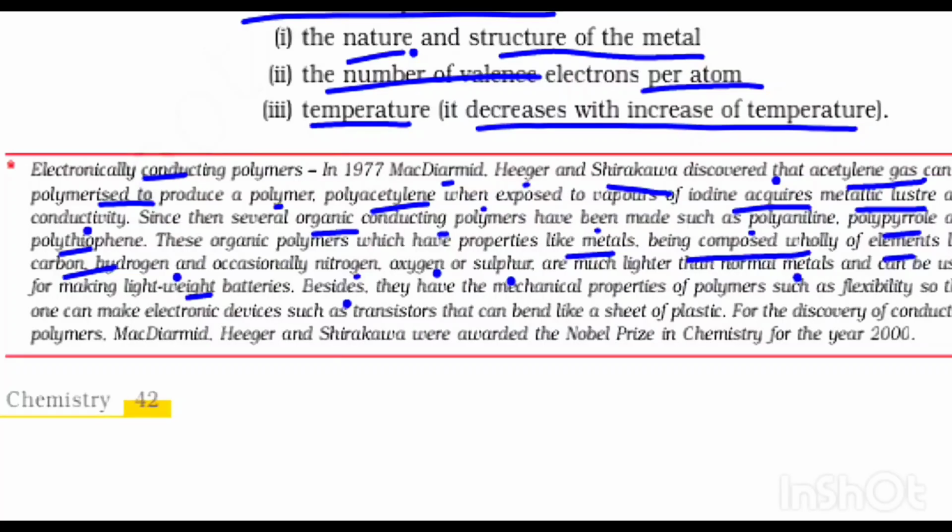Besides, they have the mechanical properties of polymers, such as flexibility, so that one can make electronic devices such as transistors that can be bent like a sheet of plastic. For the discovery of conducting polymers, Heeger and Shirakawa were awarded the Nobel Prize in Chemistry for the year 2000.